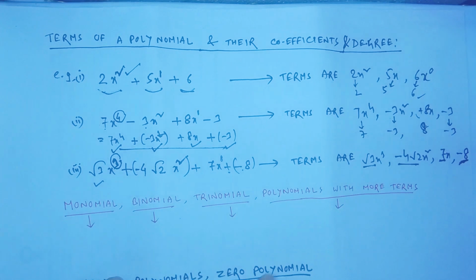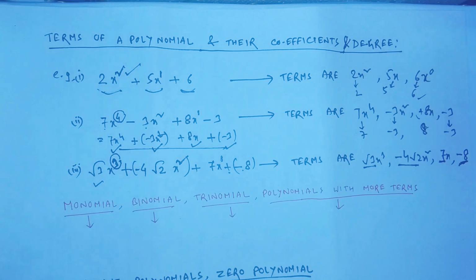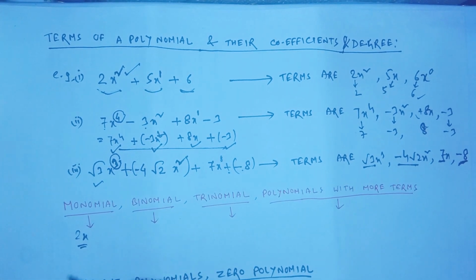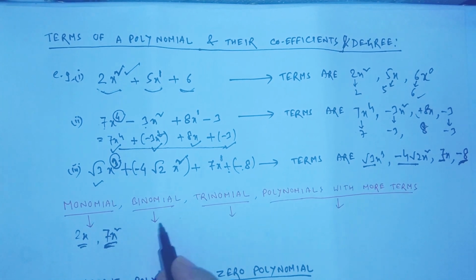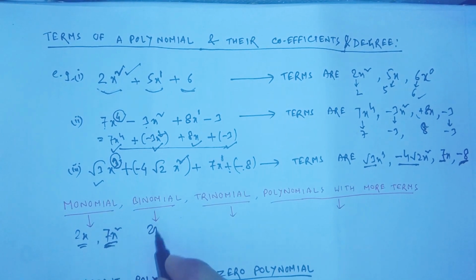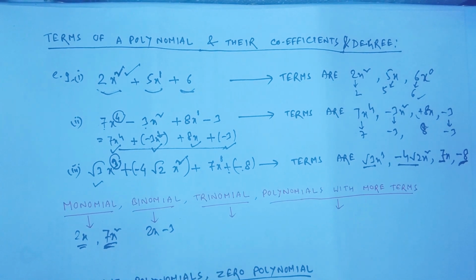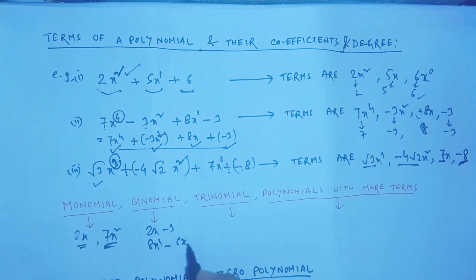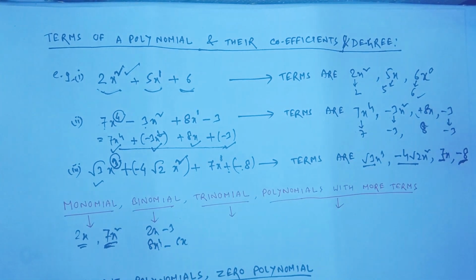Next, monomial, binomial, trinomial and other polynomials. This is similar to what you have learned in class 8 about algebraic expressions. A monomial is a polynomial having only one term. For example, twice x has only one term, so it is a monomial. 7x square, only one term, so it is a monomial. A binomial has two terms. For example, twice x minus 3, there are two terms, so it is a binomial. 8x to the power 4 minus 6x, there are two terms, binomial.